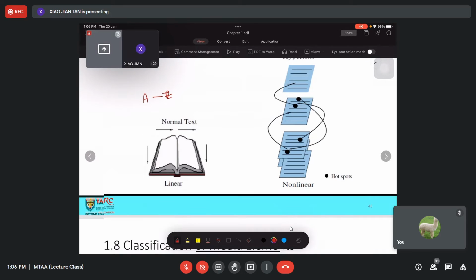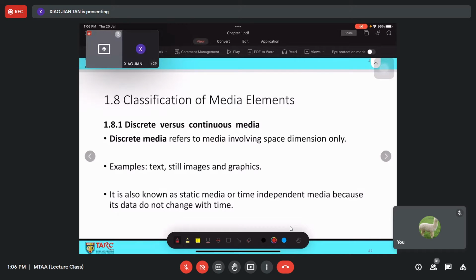Okay. So let's continue from the previous lecture. The classification of media element. Of course, the classification of media element could be in many different dimensions. For example, you can view a computer from top and bottom view, maybe rear view, front view, whatsoever view, inner part and outer part. So it is very dependent on which dimension you wish to characterize or classify the media itself. Previously we learned about linear and nonlinear, right? So now we have discrete and continuous.